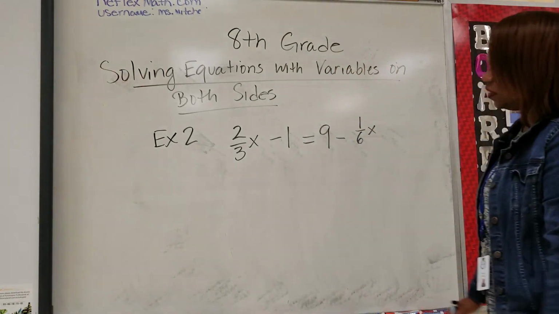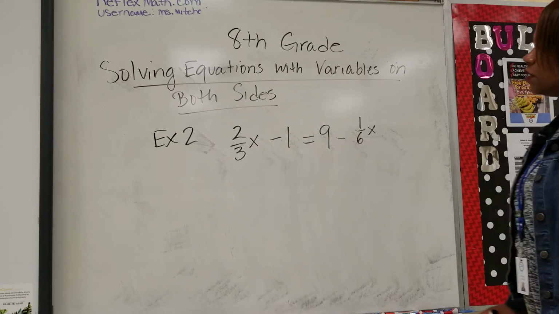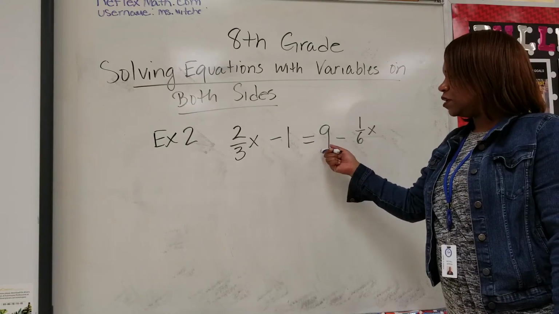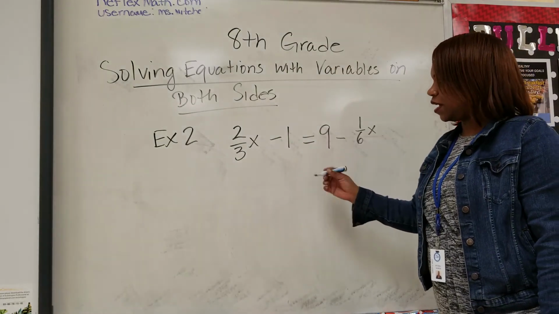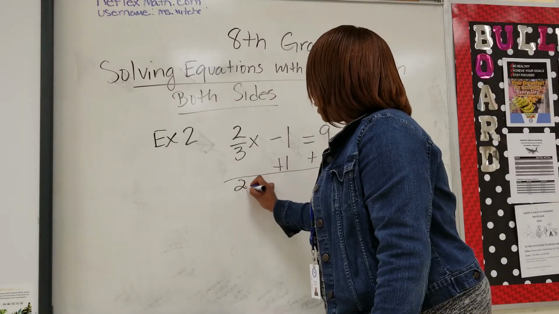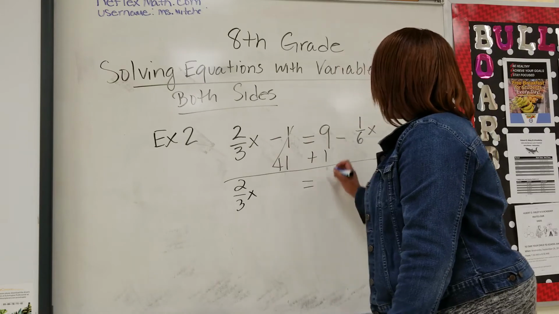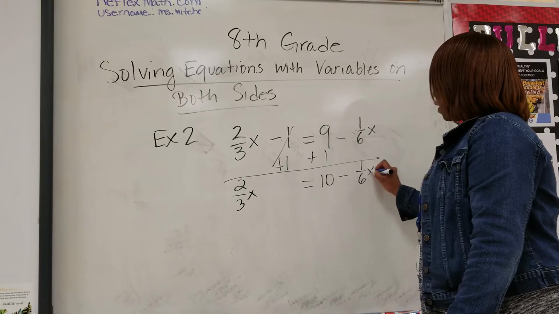Okay, here we have 2/3 x minus 1 equals 9 minus 1 over 6x. From here, we combine our like terms, okay? It'll be easier for us to add 1 on both sides, which will then leave us with 2/3 x. These cancel out, minus 9 plus 1 will give us 10, minus 1/6x.